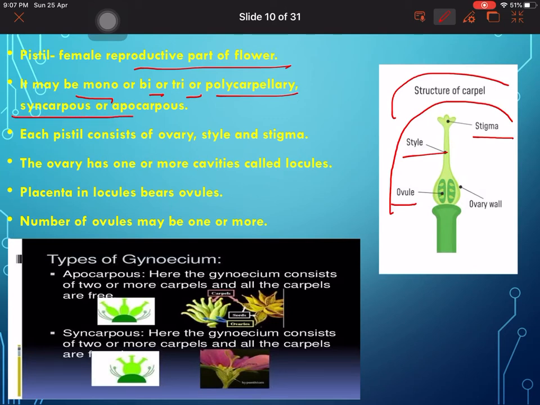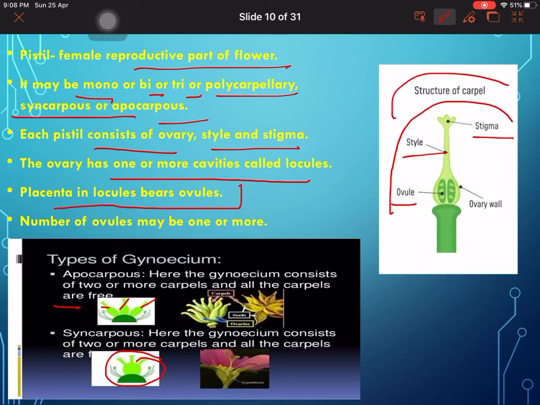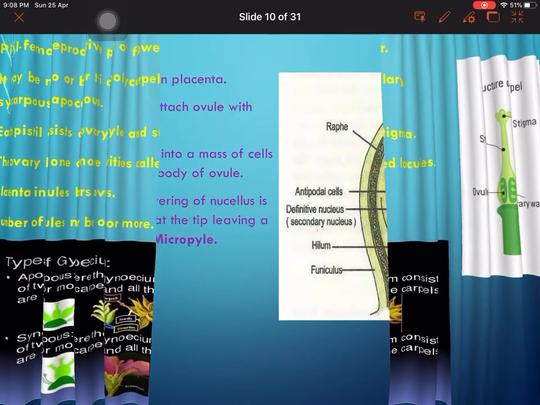Then there are 2 words, syncarpous and apocarpous. In apocarpous, the gynoecium consists of 2 or more carpels and all carpels are free. You can see the different carpels are present but they are free. But syncarpous means many carpels are there, as in polycarpellary, but they are fused structures. You can see from here they are fused with each other. Each pistil consists of ovary, style and stigma, and the ovary has 1 or more cavities called locules. The placenta in the locules bears ovules, and the number of ovules may be 1 or more, depending upon the flower or organism.